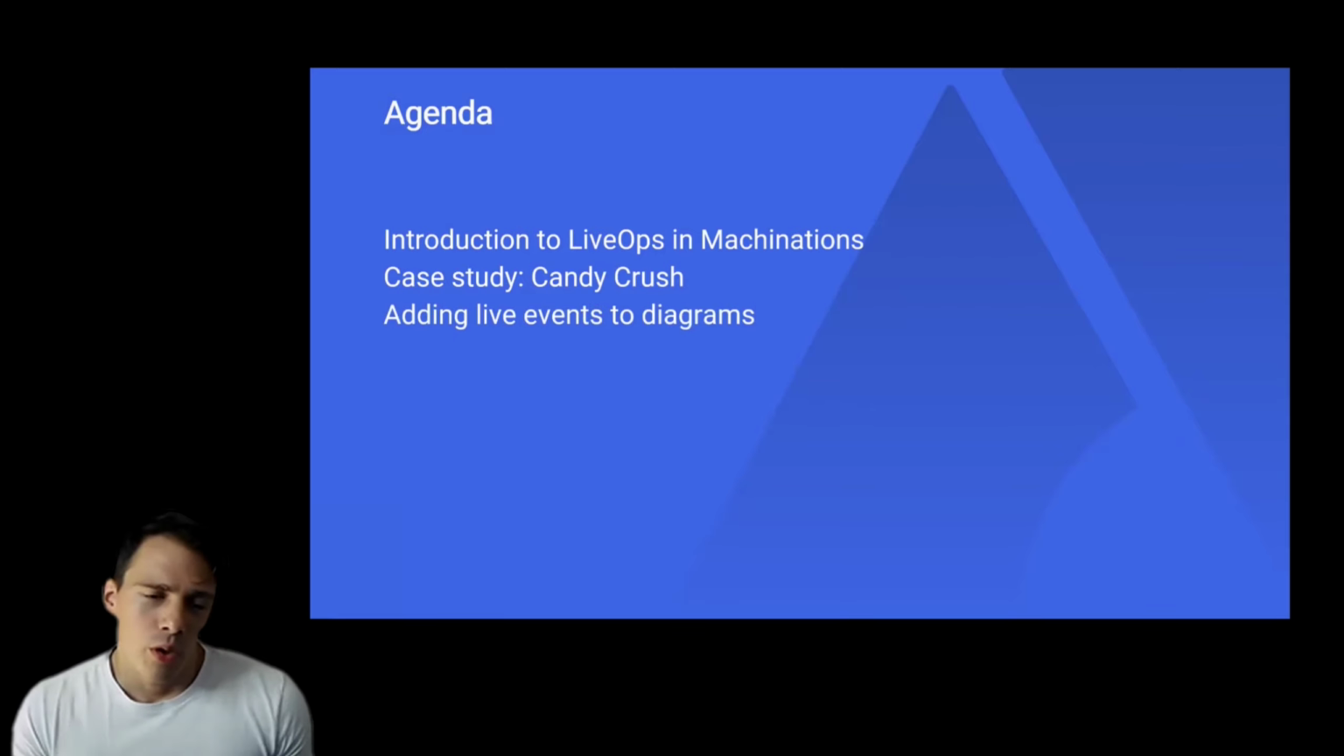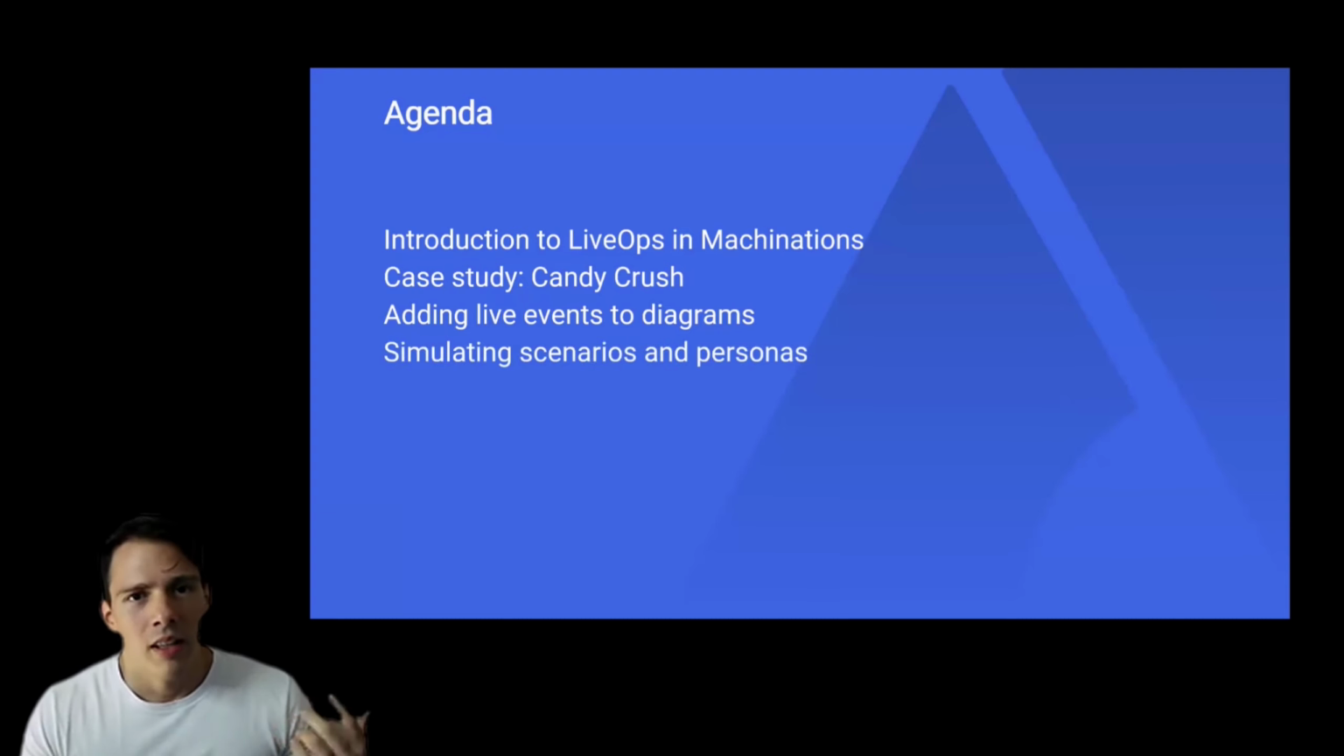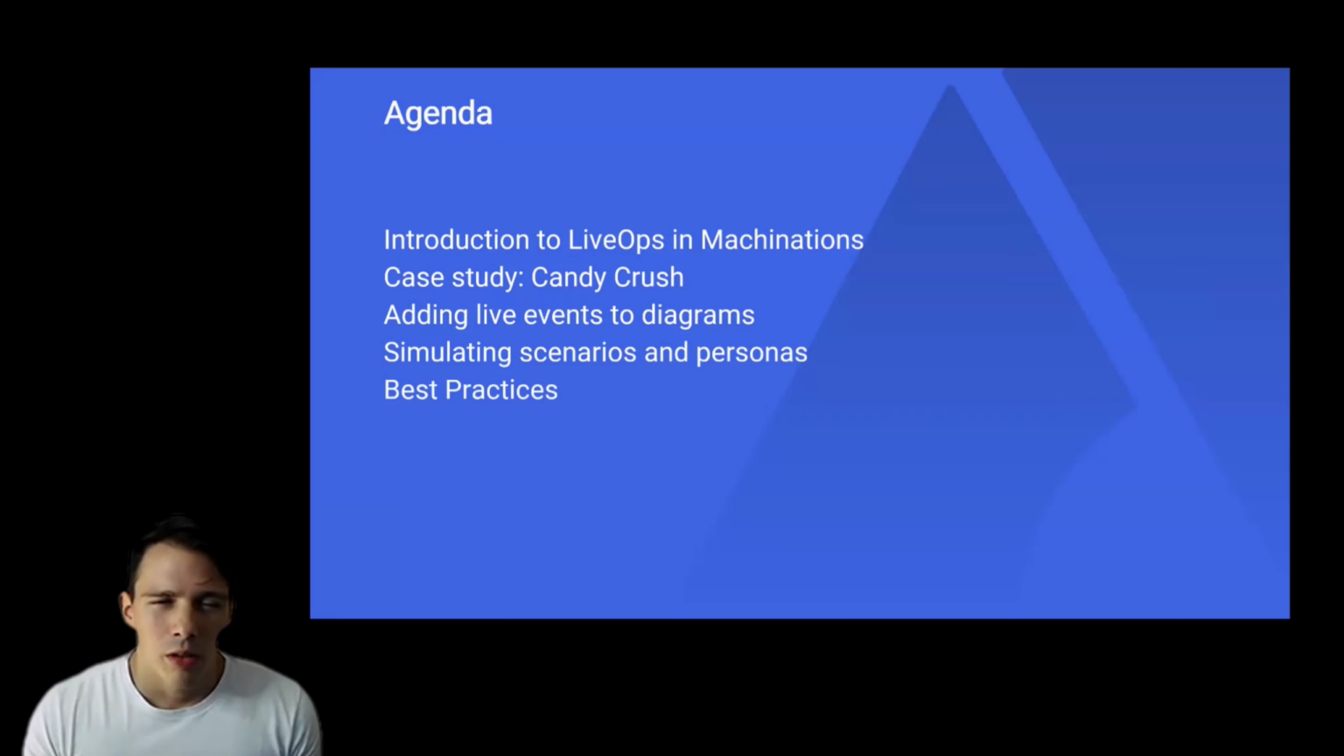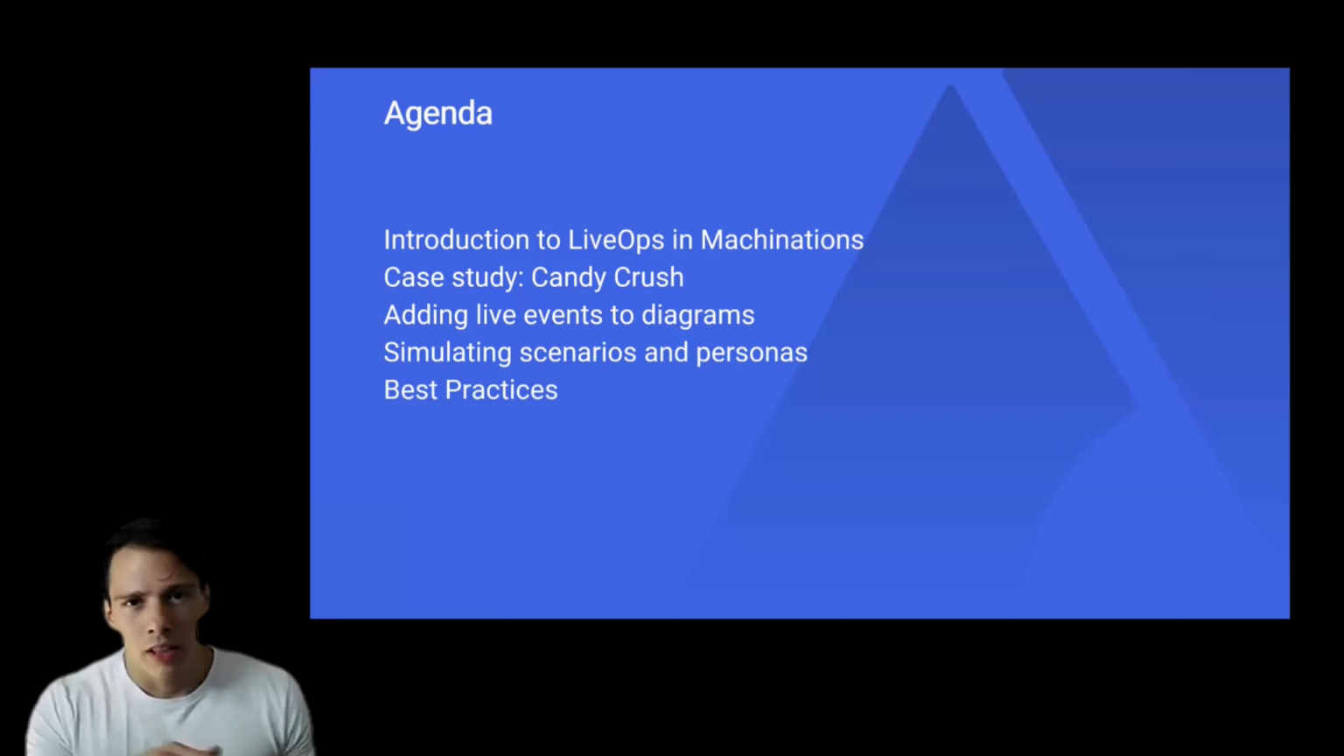Then we are going to show how to add live events to your diagram. So we already have a diagram for Candy Crush, but we are going to show how to add events. And we are going also to run scenarios, to run predictions with different scenarios and different personas. And we're going to look a little at some best practices along the entire presentation. So I hope this helps you also.